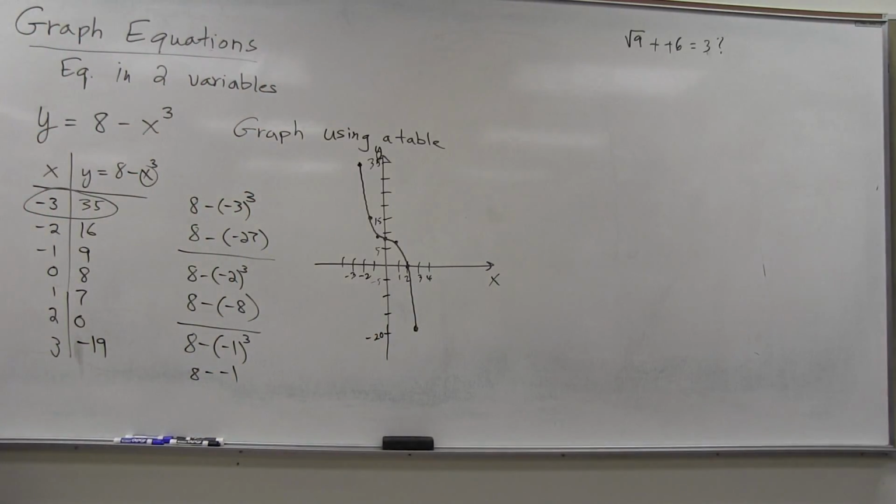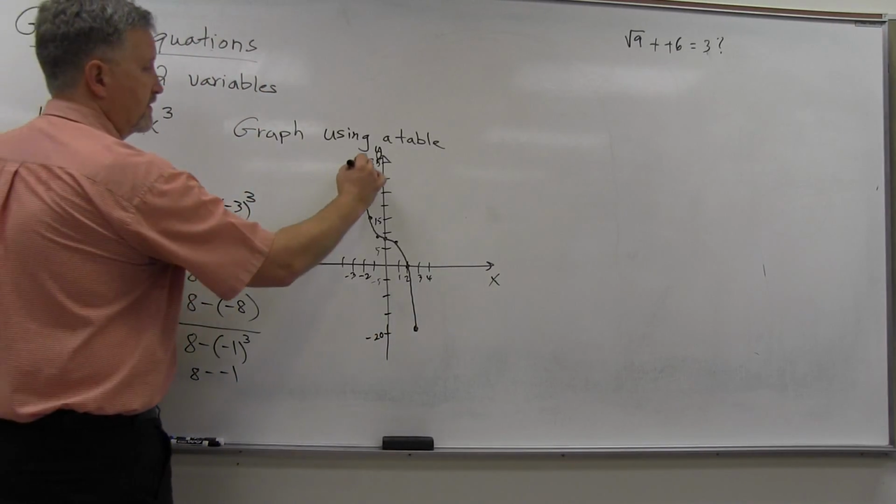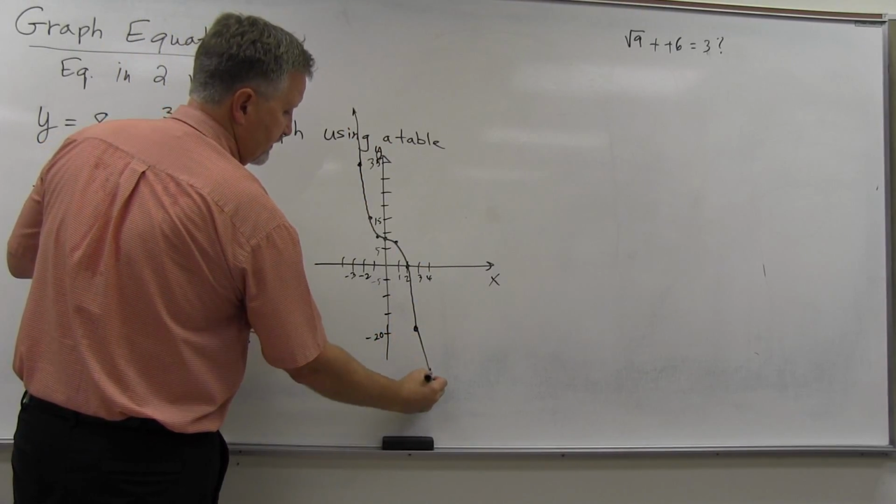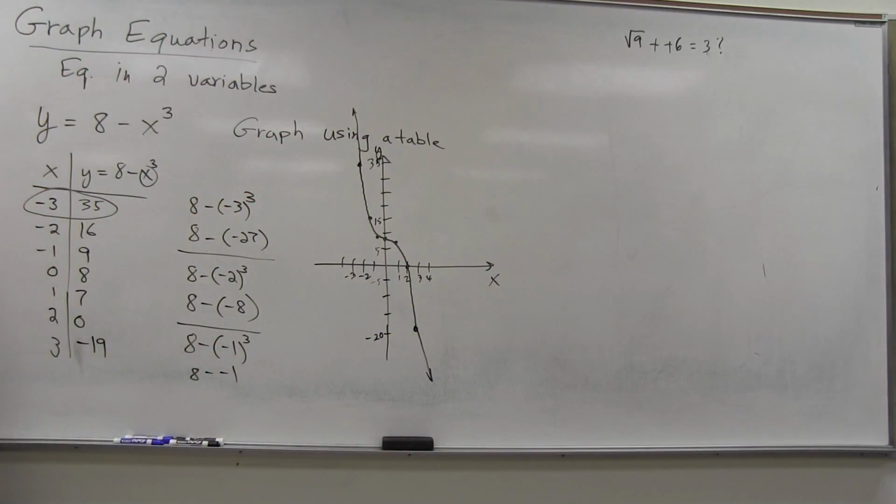So we at least got that. What do you think happens on the outsides, if you will? Looks like it's going to keep going up there and down here, right? So, yeah, in this particular case, these points give me a pretty good idea of what the graph looks like. All the other points should fall in line with what we've got showing here.